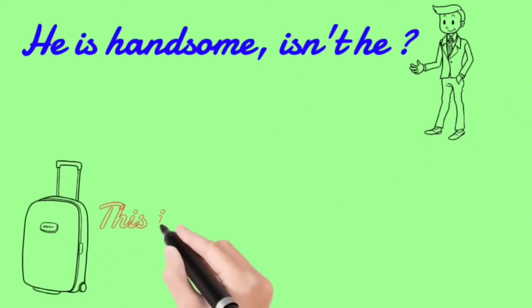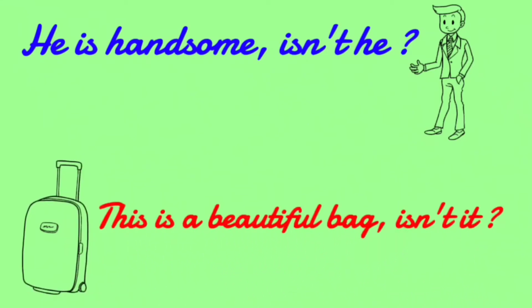So here is a beautiful bag. The sentence is, this is a beautiful bag. The question tag is, isn't it? This is a beautiful bag, isn't it? In the first case, the question tag is, isn't he? Second case, isn't it? So remember, a question tag should start with a small letter. Right now, let's see some other examples also.